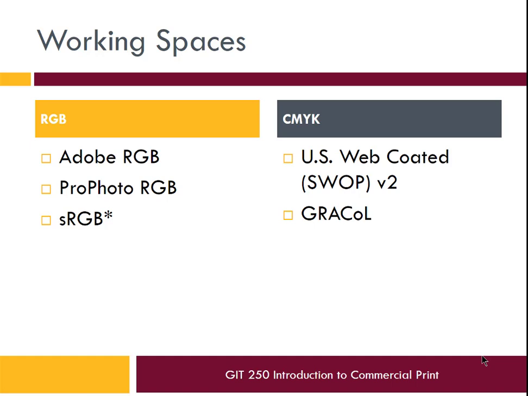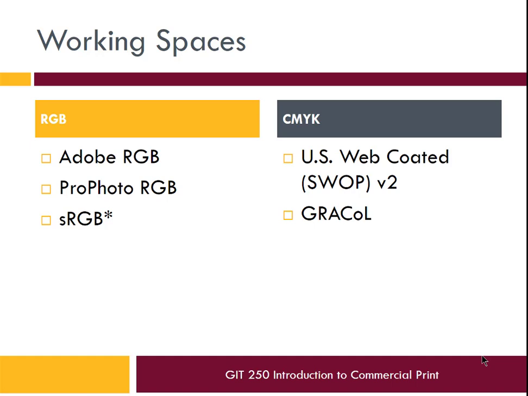ProPhoto RGB is another one. It's a color space that is even bigger than Adobe RGB. So when you bring in a raw file from a digital camera, for example, that's closer to ProPhoto RGB, there's a whole lot of color information within that file.